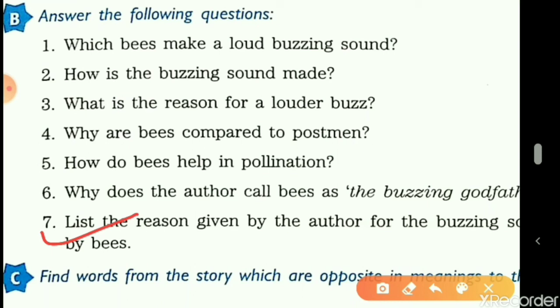So children, these were the 3 important reasons which we have read, that explain why bees buzz. First is they make a loud buzzing sound when they fly.